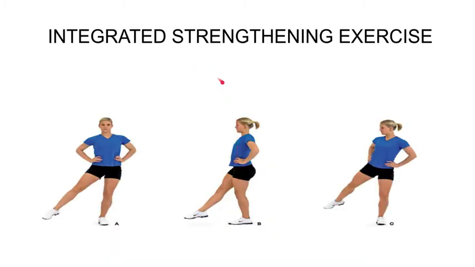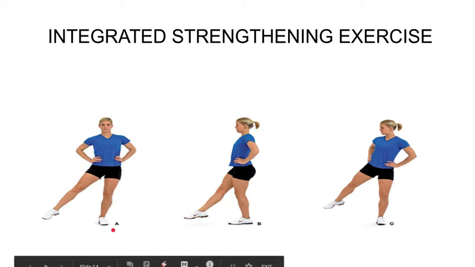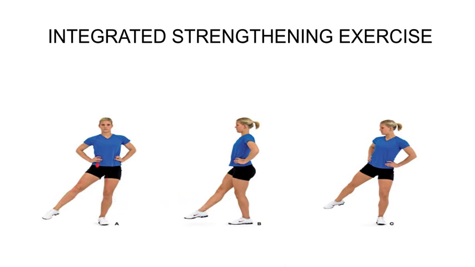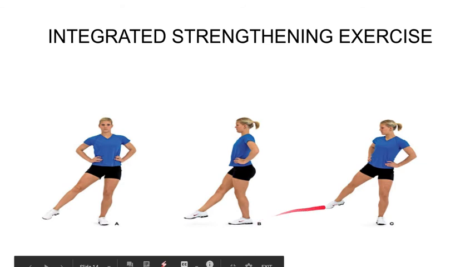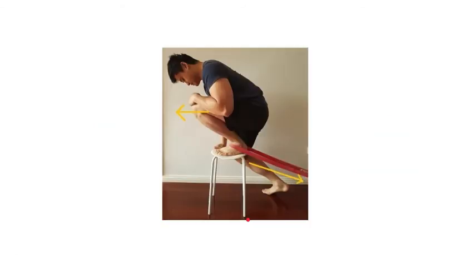Next are the integrated strengthening exercises, which is the single leg balance reach. Stand on one foot and reach out with the other leg in multiple planes. You can reach out sideways, forwards, backwards. This helps to strengthen the muscles in the leg as well as increase ankle stability.